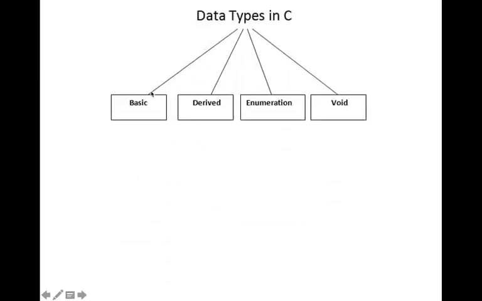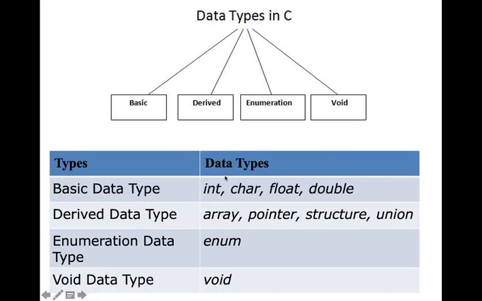Mainly data types are divided like this: basic, then derived, enumeration, and void. Enumerated data type and void data type. These are the basic data types, that is integer, character, float and double are considered to be basic data types. Then we have derived data types: array, pointer, structure, union. We will see all these in later lectures. Then enumerated data type is there, we have enum. Then void data type is there, it is specified using void. So int, char, float, double are the basic data types. In this lecture we will see only about these basic data types.